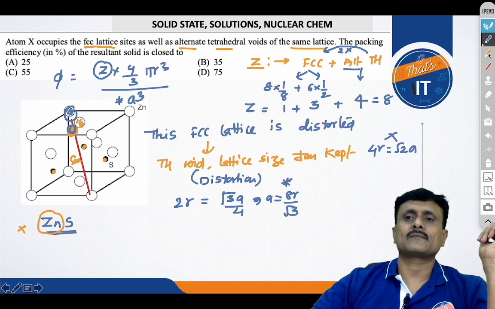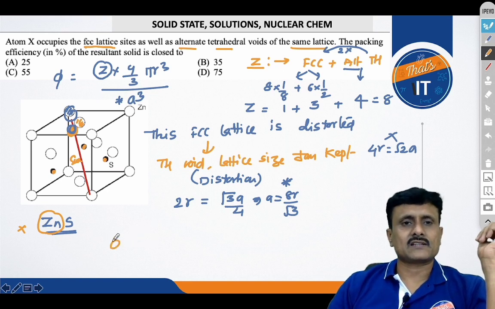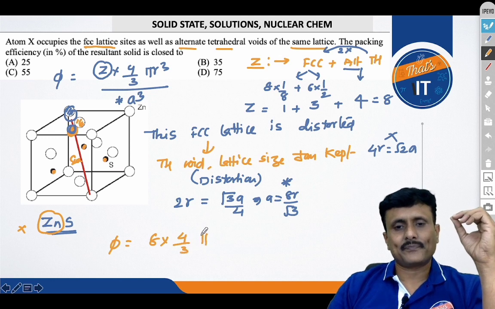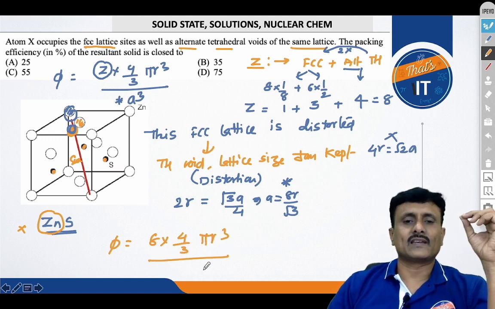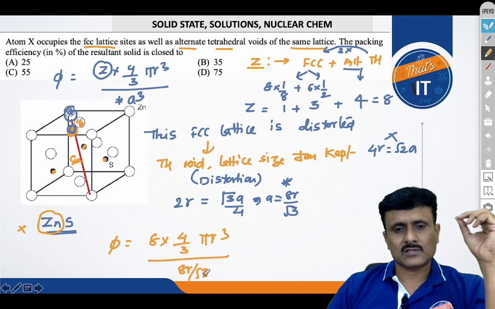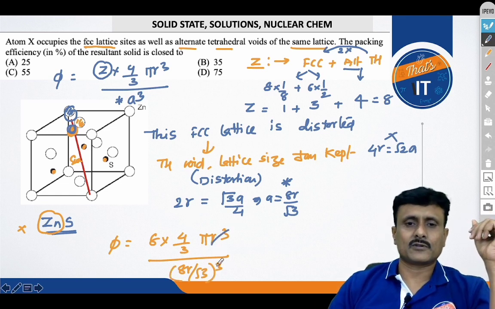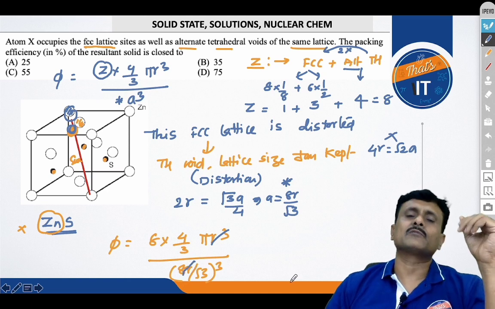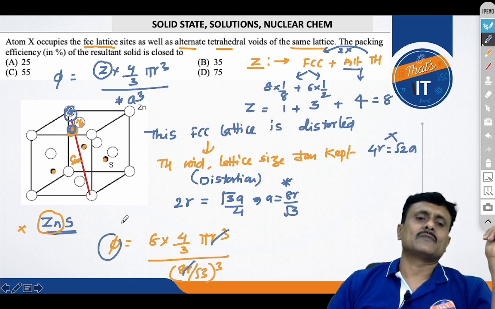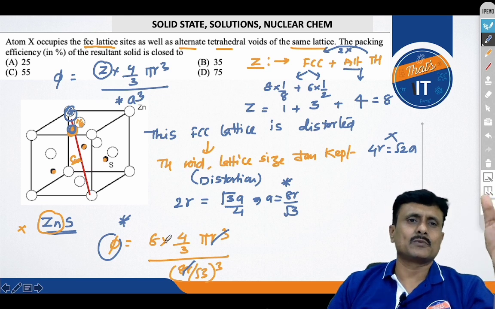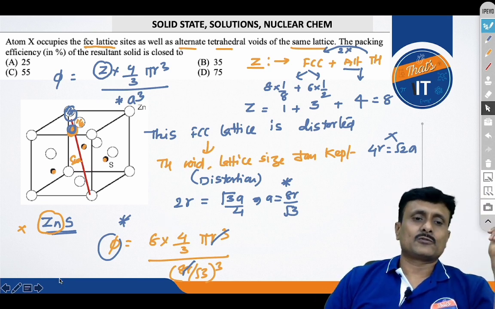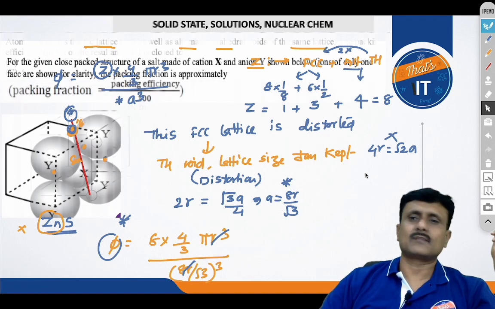Remember, not this. Therefore, packing fraction is equal to number of spheres into 4 by 3 pi r cube upon A cube. A is nothing but 8r by root 3 whole cube. Now, irrespective of the size of the atom which is occupying that lattice, you will be finding out the packing fraction. Hope you can solve the question, isn't it? So you have to solve it. Calculation I am leaving it to you.